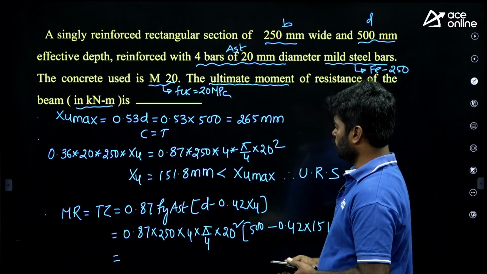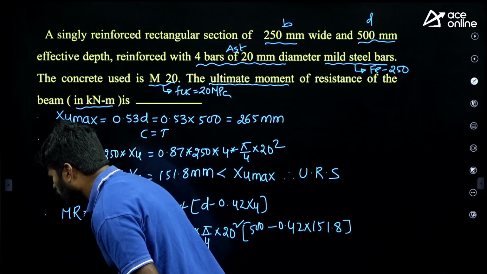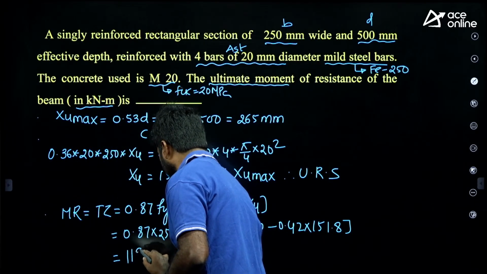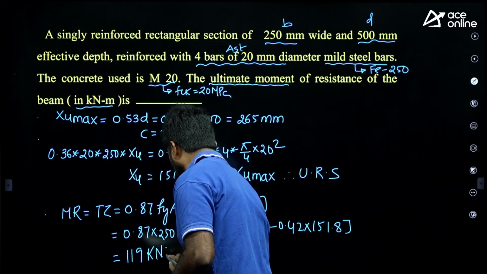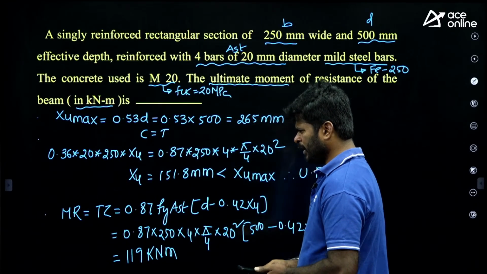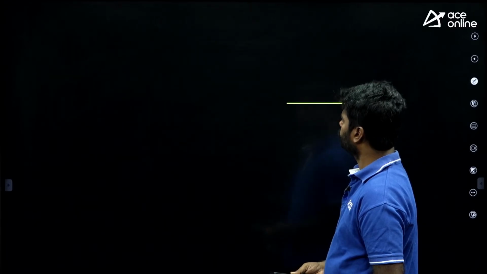Next question. How much are you getting? 119, Ganesh, 119. Already one student has got it, so I can write down here it is 119 kilonewton meter. If it is wrong, please change it. Moving to the next question.